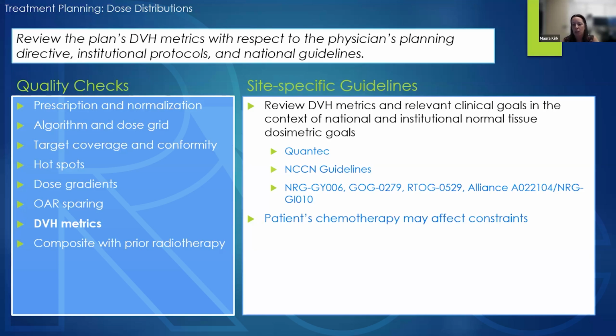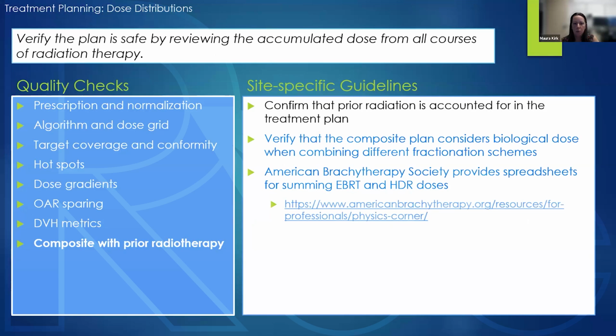Certain bowel doses may be acceptable if there's no chemotherapy being delivered, but then you might use tighter constraints on bone marrow or other OARs depending on the toxicities of that patient's specific chemotherapy. For composites with prior radiotherapy, we want to make sure that we're accounting for any prior dose that the patient has received.